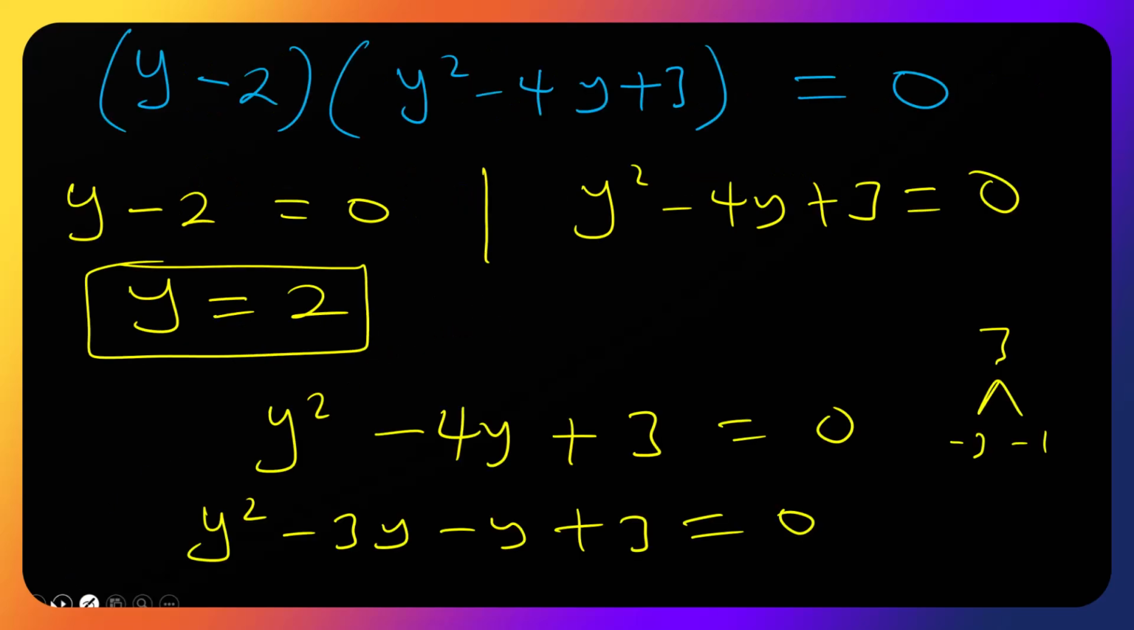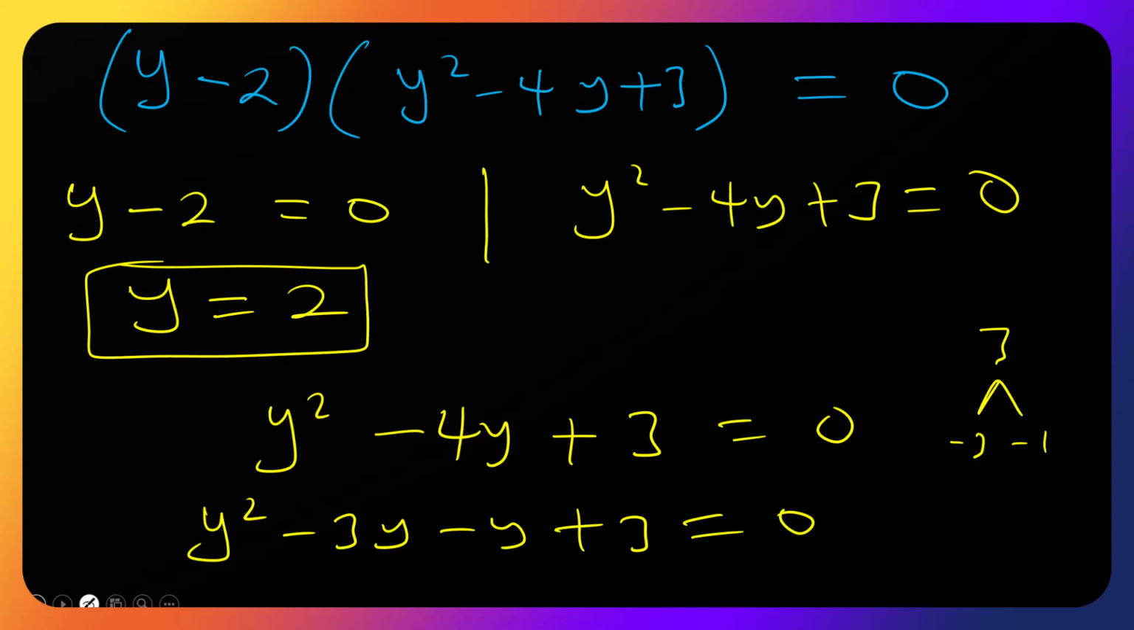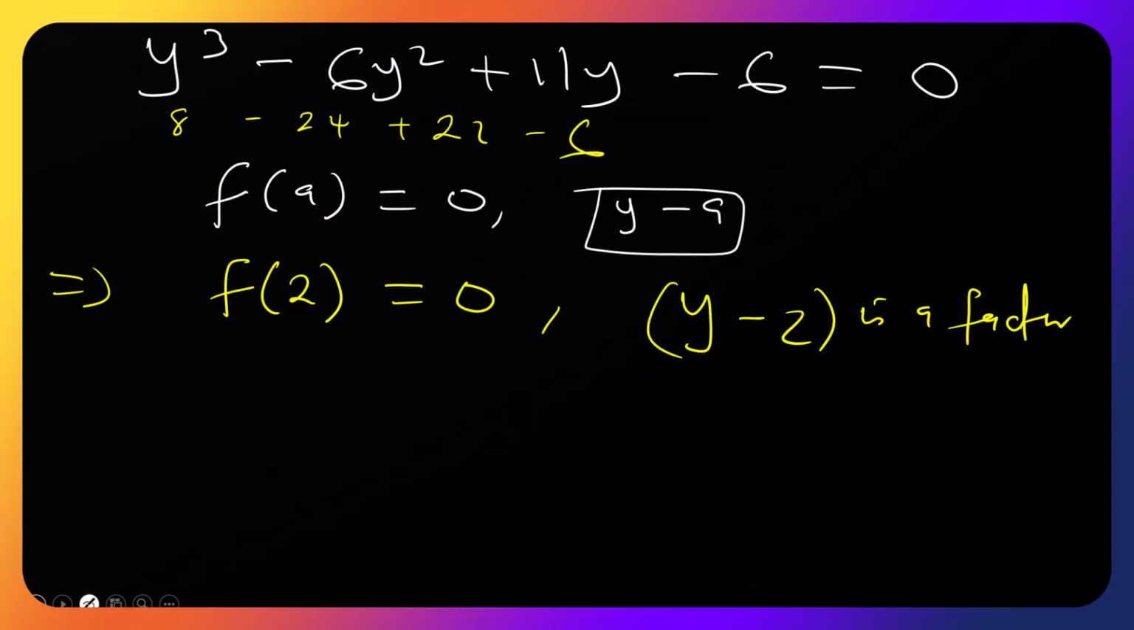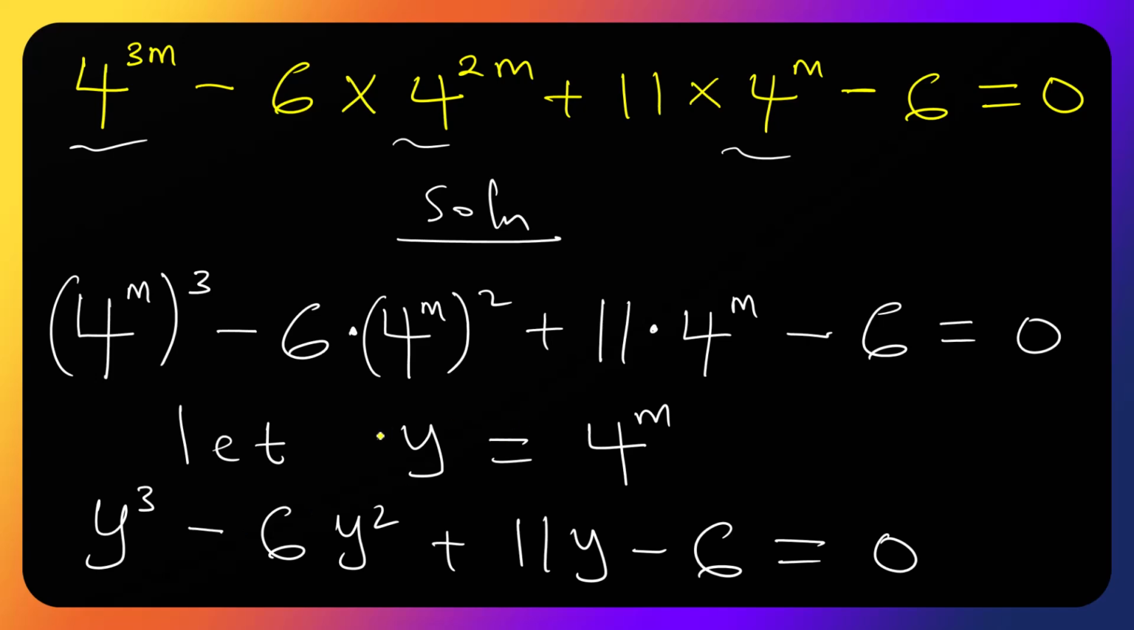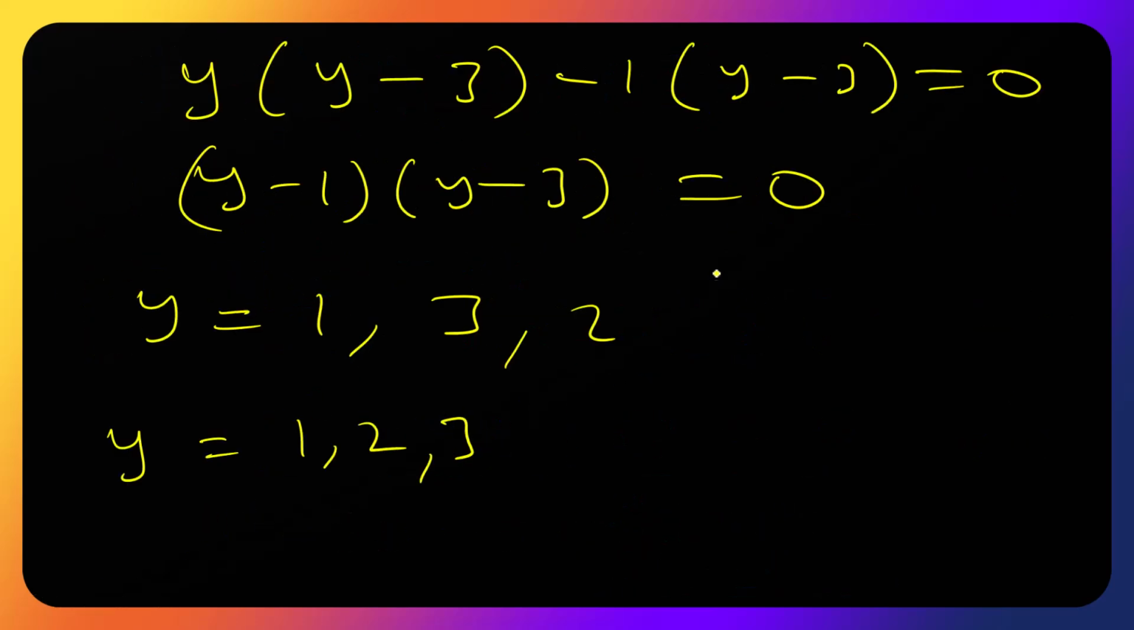So in all, we have 3 answers. So we have y equals 2, y equals 1, y equals 3. But that's not the end. Remember, we represented y by 4 to the power of m. So let's go back and look for the values of m. So y equals 4 to the power of m.